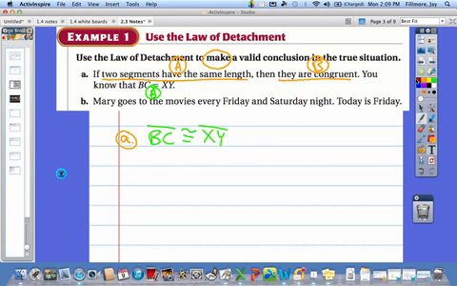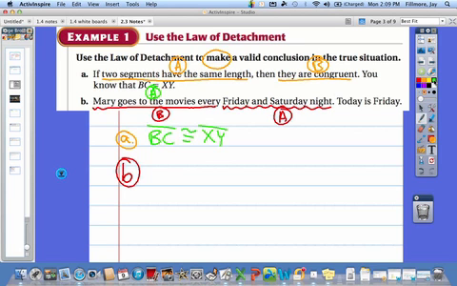Something you're probably more familiar with than using it with algebra or geometry. For part B, Mary goes to the movies every Friday and Saturday night. Today is Friday. So Friday and Saturday night is our condition. That's our hypothesis, that is A. Mary goes to the movies. That is our conclusion. That is based upon the condition that it's Friday or Saturday. So that is our part B. So if it's Friday or Saturday, our condition happens, then Mary must go to the movies.